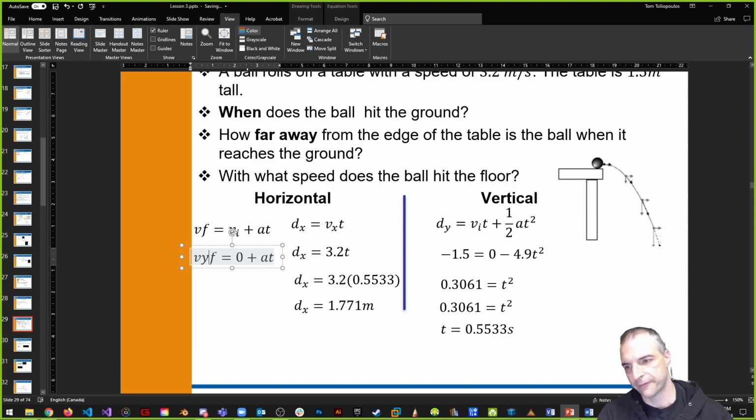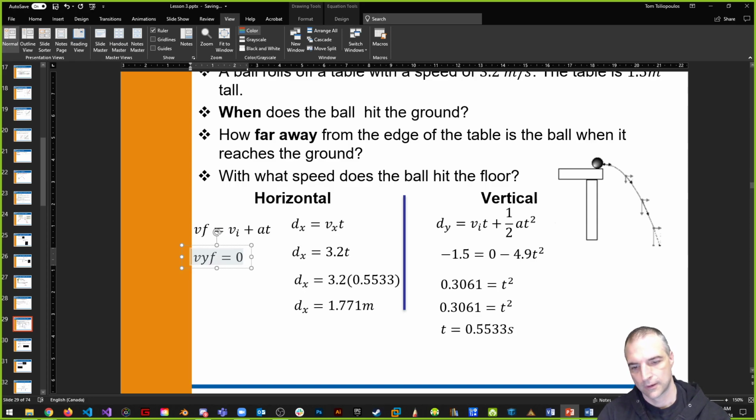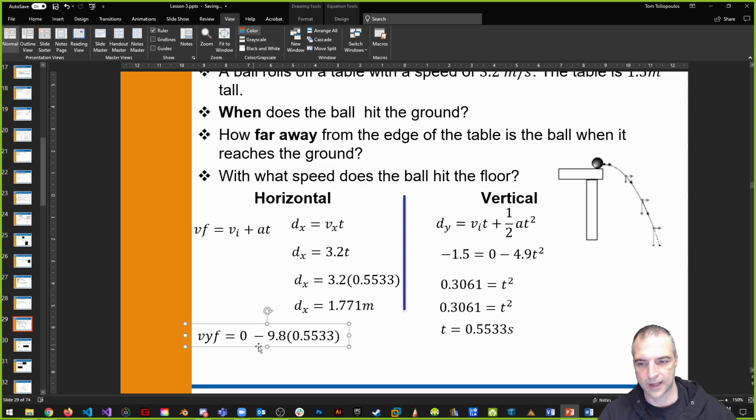So velocity y final is equal to velocity y initial, which is 0, plus AT. Velocity initial plus AT is negative 9.8 times time. Let's fill in those values. So it's negative 9.8 times time, which is 0.5533. I'm just going to move this over a little bit so we can see it. Okay, we know that for sure. So we know the final velocity across the y-axis only is, if we just solve that, what?